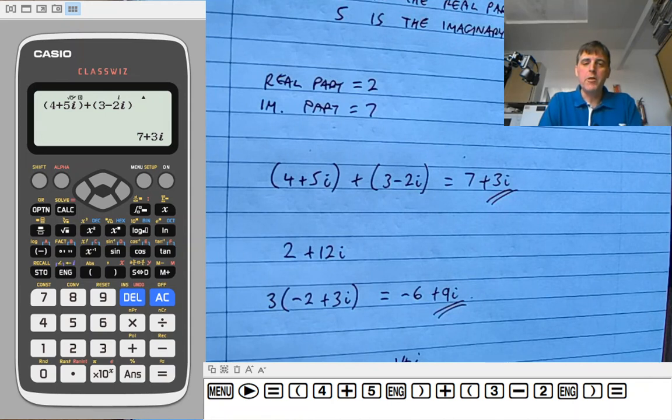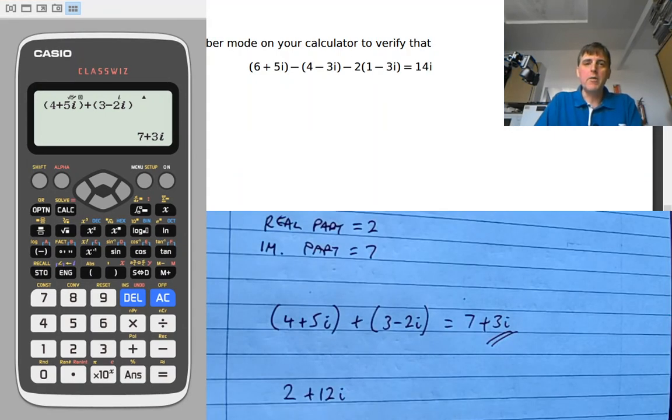Okay, so why don't you use your calculator to have a go at this one here on the screen. Use the complex number mode on your calculator to verify the calculation which you've just done by hand on the screen there.